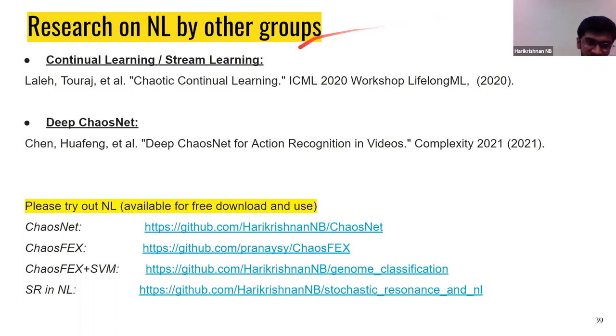All the codes for our works are available online. ChaosNet is the first version of the code. ChaosFex extracts features like firing time, firing rate, energy, entropy. ChaosFex plus SVM combines it with the SVM classifier, then SR and NL. I would definitely encourage people to work on it and try to modify it.